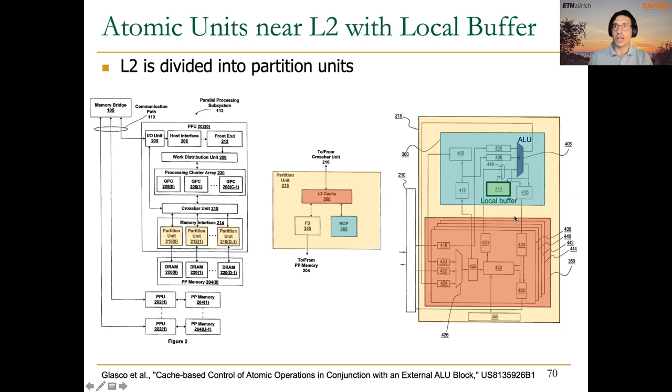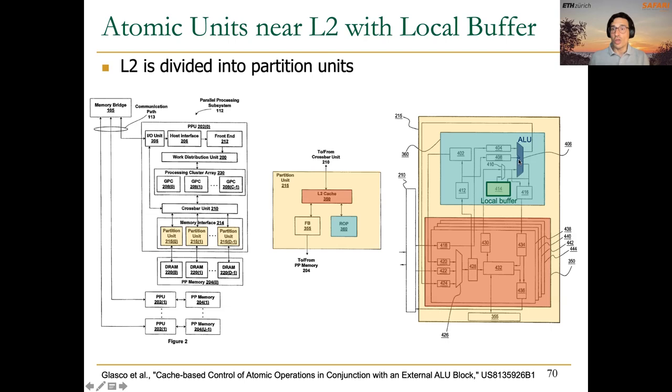So the two threads send their command to the atomic unit near the L2, and the first one will update the corresponding value in the LU, but they store the result in this local buffer for the next thread to take the intermediate result from this local buffer, feed it to the ALU, perform, let's say, an addition, and so on and so forth.